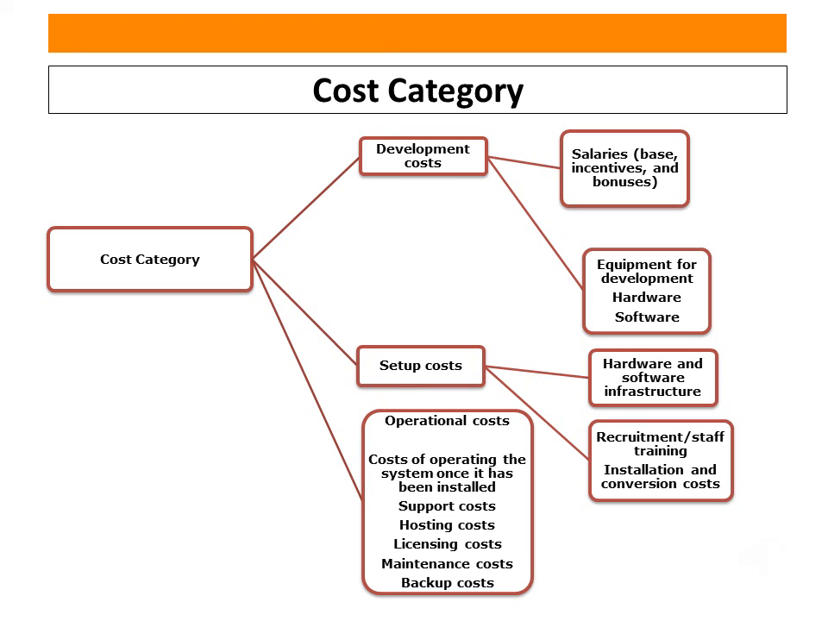After that, the last one is the operational cost, where, as we see in this diagram, these are the costs of operating the system once it has been installed. After the installation, we have five different types of cost. Number one is support, second is hosting, third is licensing, fourth is maintenance, and the last one is backup cost. So these are the operational costs.